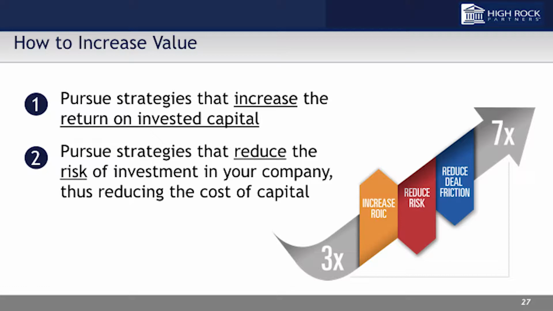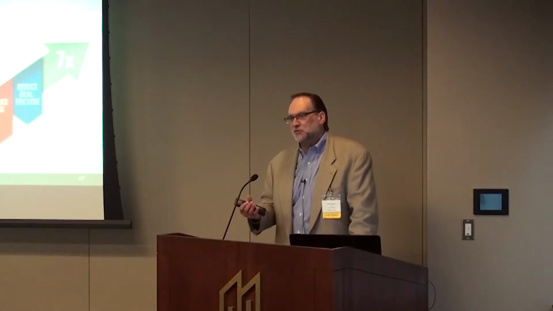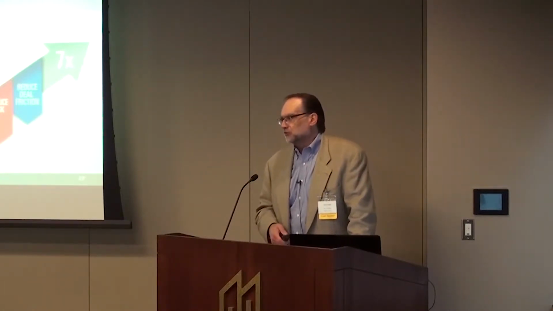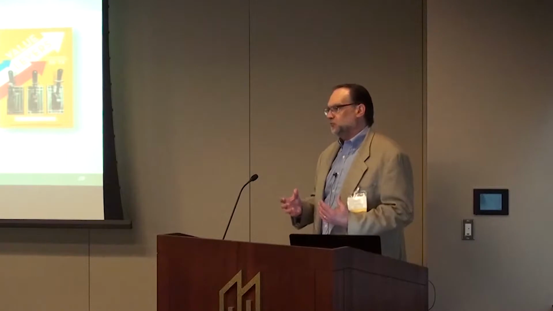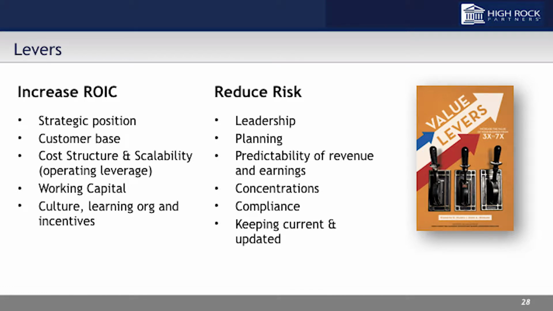The second one is how do we change the risk profile of the business? You guys know that the greater the predictability of cash flow, the lower the risk, the greater the value. So it's really those two main levers. We tried to break that down into some areas of the business that you can really begin to act on. So let's talk about that for just a minute. I'm not going to go through them all, but I want to give you a couple of highlights.